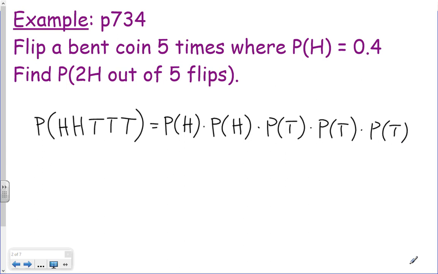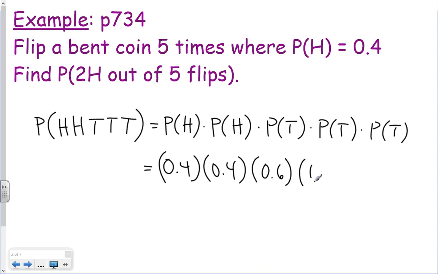And we know what these are equal to. They told us the probability of heads is 0.4. Probability of heads is 0.4. Now it either lands heads or tails. There's not anything else here that we're going to get. So probability of tails is the complement of that. So that's 0.6, 0.6, and 0.6.